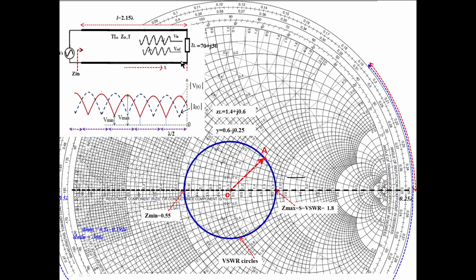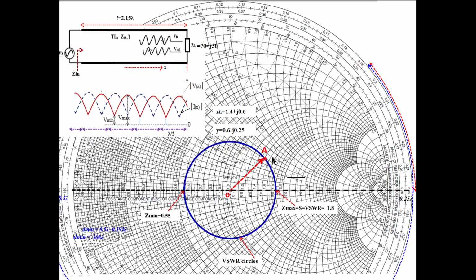Input impedance changes as you travel over a transmission line. It has some value. Where is the input? The input is at a distance of 2.15 lambda from the load. Input impedance is at a distance of 2.15 lambda.